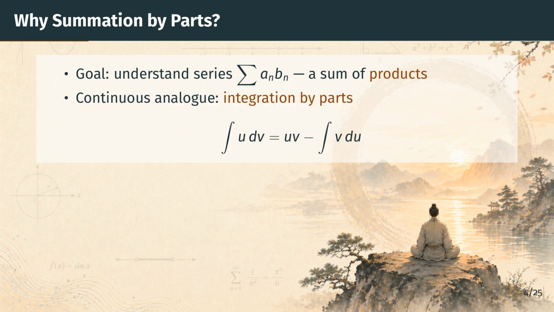Here's the key idea, and the formula on the slide captures it. Integration by parts takes the integral of u with respect to v and rewrites it as the boundary term u times v minus the integral of v with respect to u. In effect, it moves the derivative off one factor and onto the other, turning a hard integral into an easier one at the cost of a single boundary term. Summation by parts is the exact discrete analog.